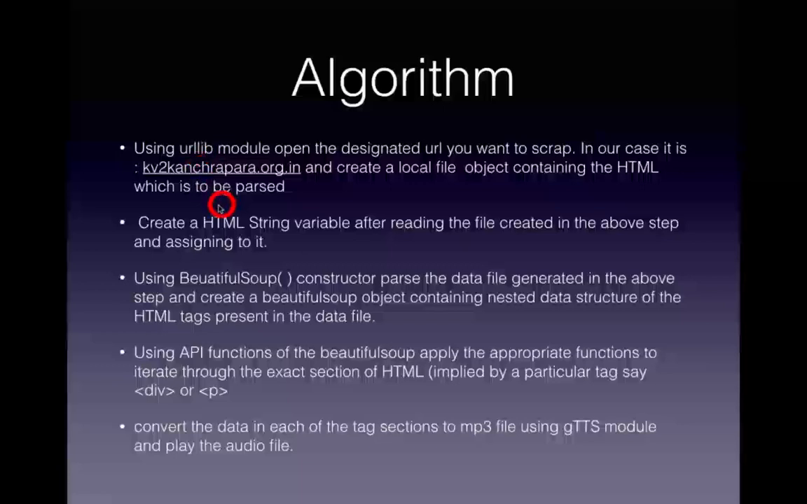After this step, we have to create an HTML string variable for reading the file created in the above step. Whatever file object we created in the first step needs to be read out. So we take a string variable, read out that file content into it, and store it in that variable. We read all the file content from the file object created in step 1, and store it in another variable in step 2.